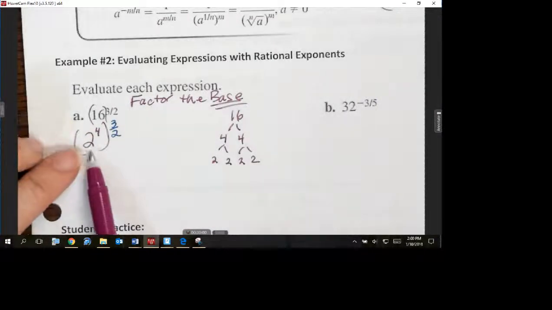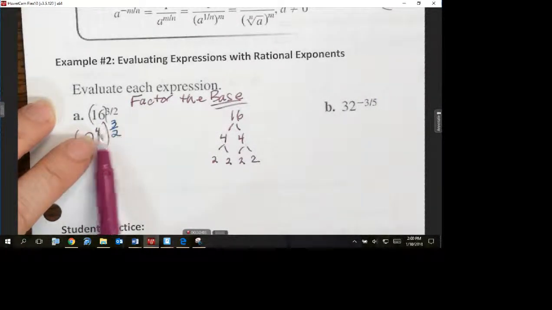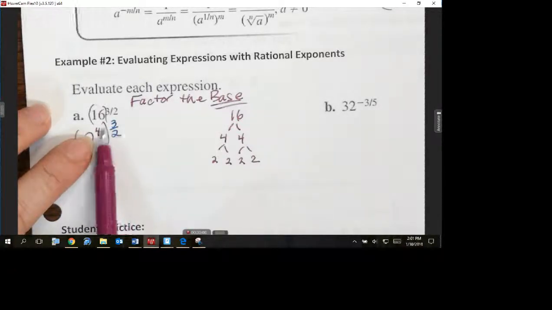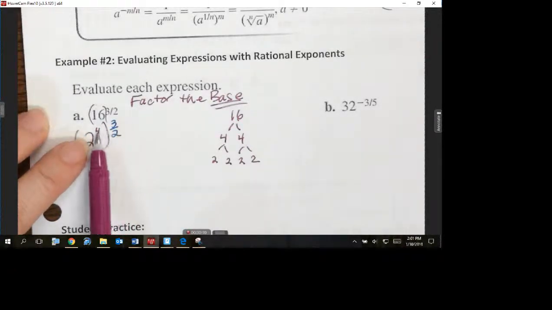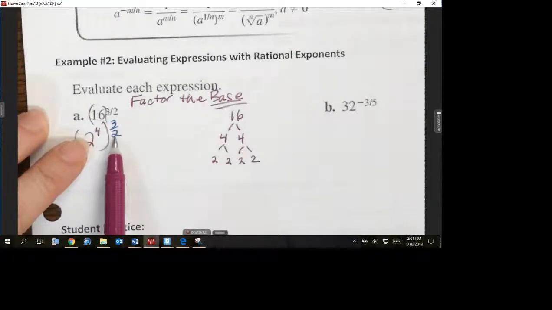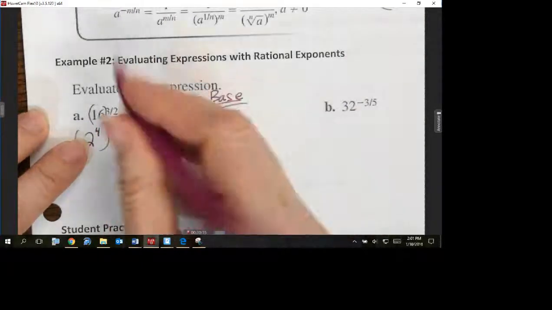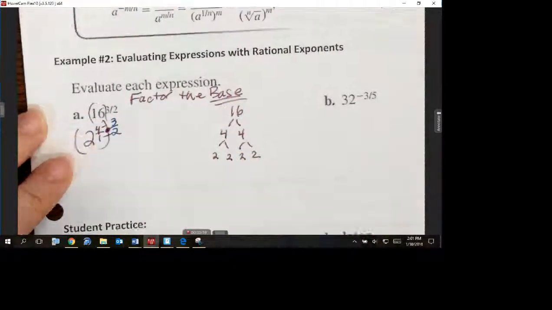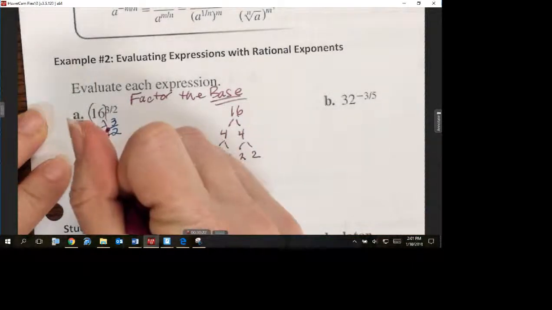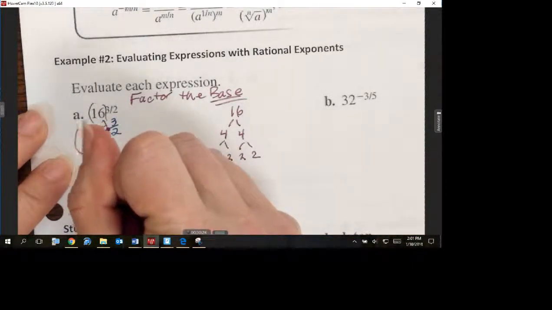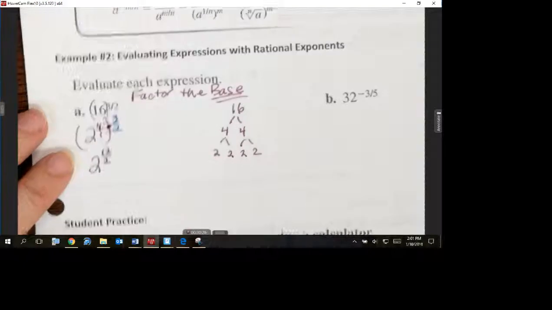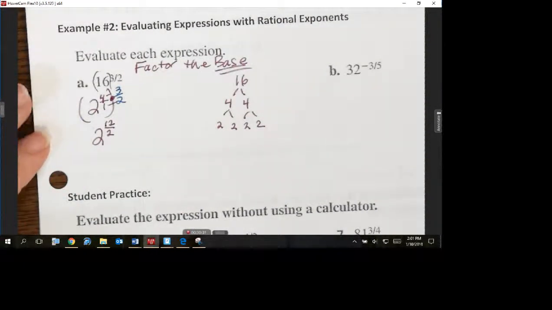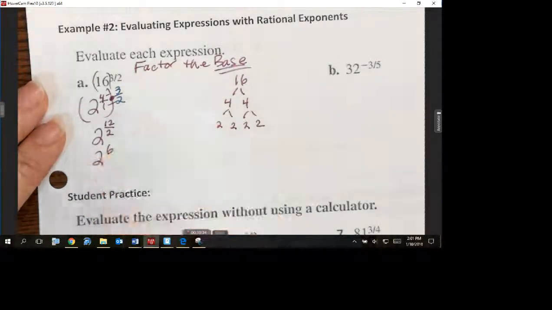Then what I'm going to do is take 2 and multiply my powers, because I have a power to a power, and that means multiply the exponents. So how can I multiply 4 by 3/2? Good. 4 over 1, and then multiply straight across. So we're going to have 2 to the 12 over 2, and 12 over 2 reduces. 2 to the 6.